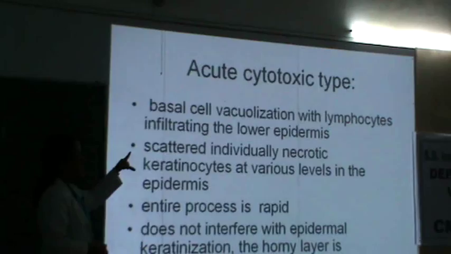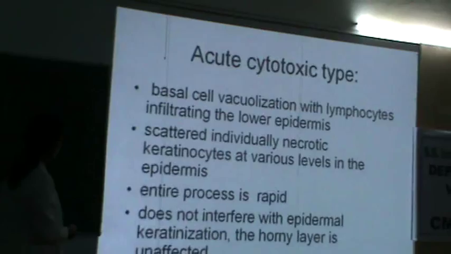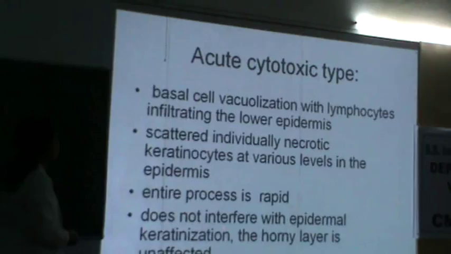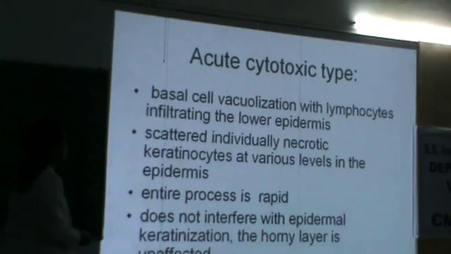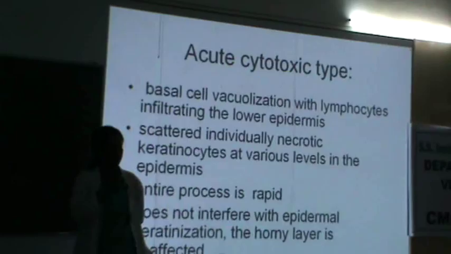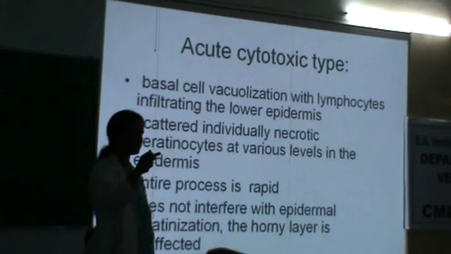It is called cytotoxic because that is the one which leads to damage to the cells. The entire process is rapid, so acute. It does not interfere with epidermal keratinization, the horny layer is unaffected. This is important, that we say the horny layer is unaffected. You all remember the typical lichen planus? How is the horny layer?